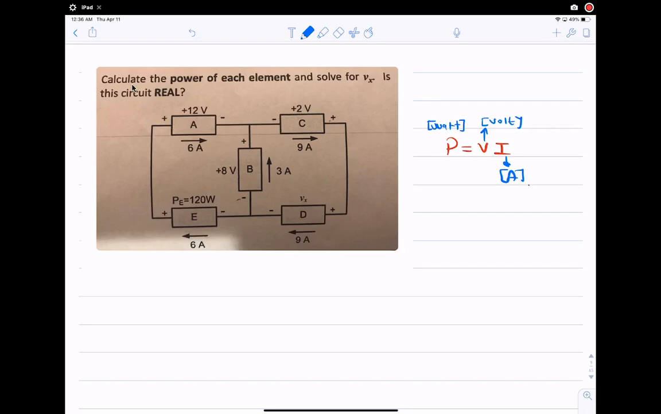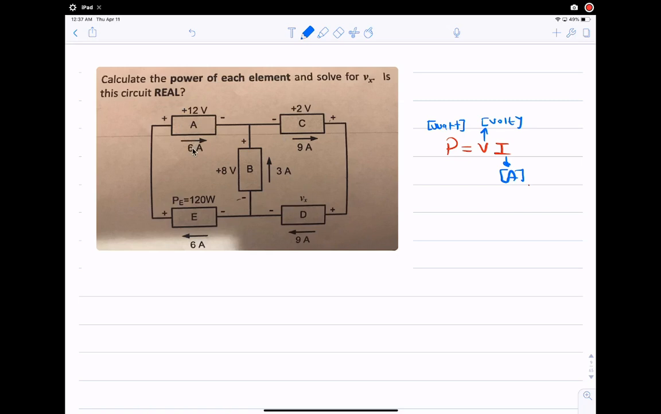We will take an example on the power, the concept that we talked about last video. Calculate the power of each element and solve for Vx. Is this circuit real? He's asking if it's real. Now, for the circuit to be real, the total power absorbed has to equal the total power supplied. So let's begin by calculating the power in each of these elements and then deciding if it's real or not. And in that way, we will find Vx.